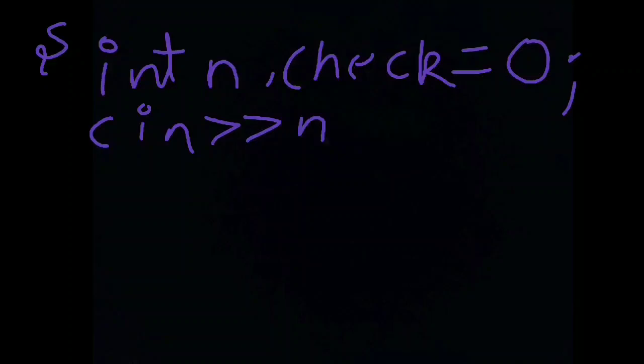So cin >> n. First of all, the user will enter the number that he has to check, whether it is prime or not. The user will enter any number, and we'll check whether it is prime or not. So we first need to input that, and that's what we have done.